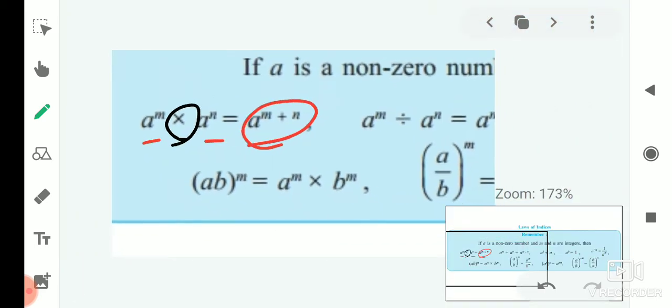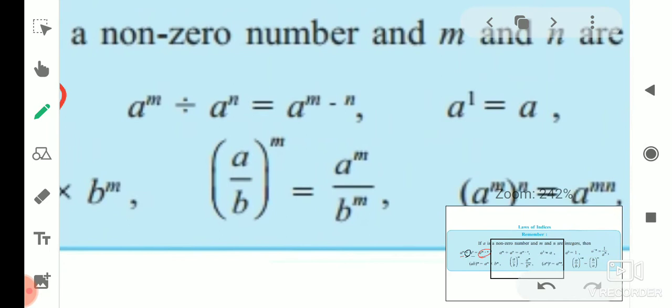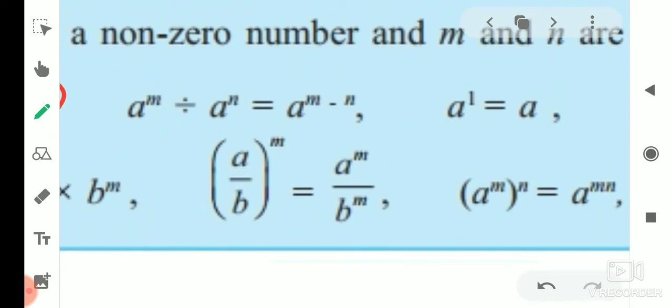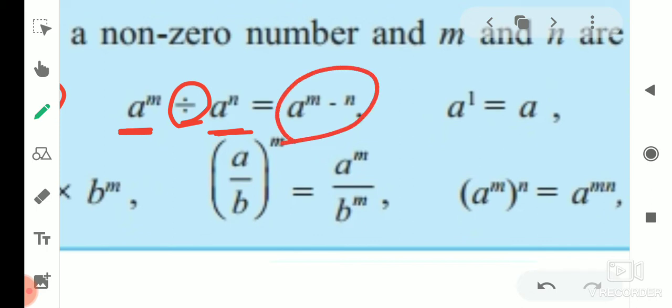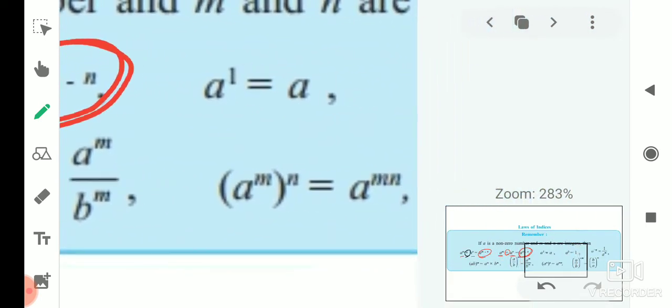The next property that we have seen is a raised to power m divided by a raised to power n, which gives a raised to power m minus n. Here also the bases are same, a, and the powers are m and n. Also there is a division between these two indices, so that will result in the subtraction of their powers.